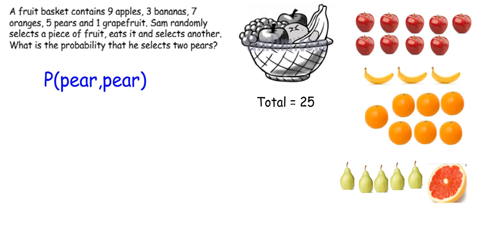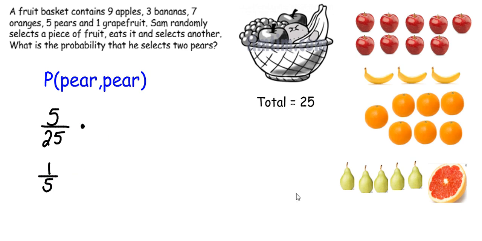A fruit basket contains 9 apples, 3 bananas, 7 oranges, 5 pears, and a grapefruit. Sam randomly selects a piece of fruit, eats it, and selects another. What is the probability that he selects 2 pears? So how many pieces of fruit do I have? I have 25 pieces of fruit. How many of them are pears? 1, 2, 3, 4, 5. So my chance of selecting a pear is 5 out of 25, or 1/5.